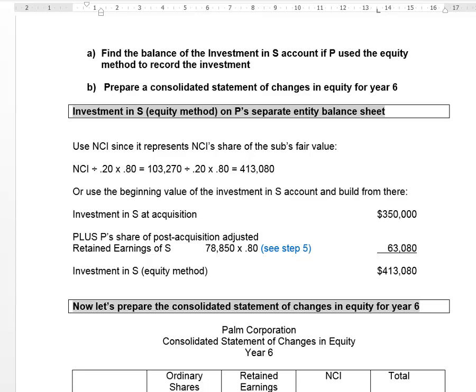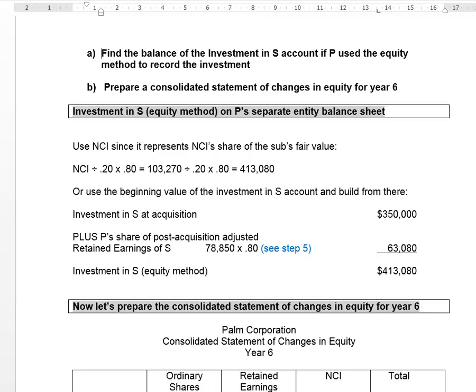The only thing we're going to do is adjust it to assume that P had used the equity method to record its investment in the sub, and then in the second part we're going to prepare a consolidated statement of changes in equity for the current year.